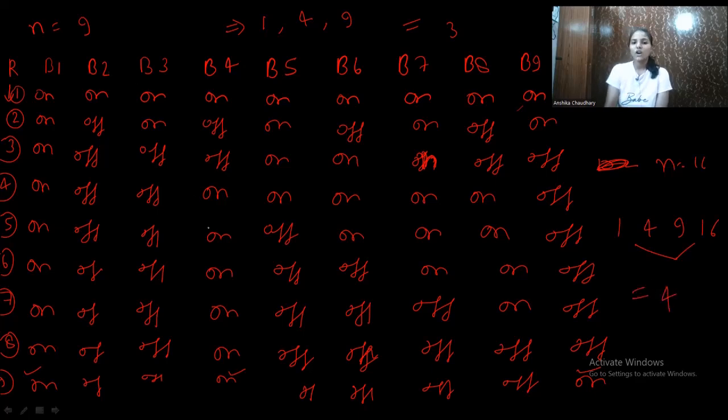For 9, how many perfect squares are there till 9? So 1 and 4 and 9. So 3. So the answer will be 3. So the answer is pretty simple. We just have to find the perfect squares, how many perfect squares there are till 9, and return the answer.